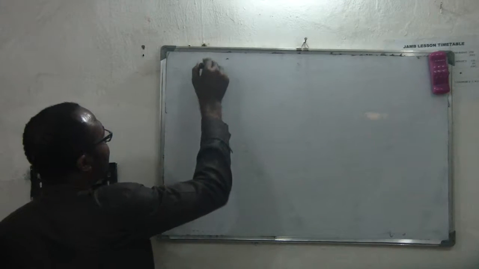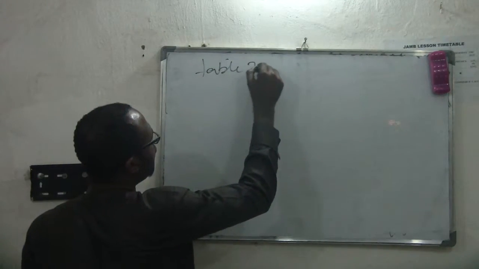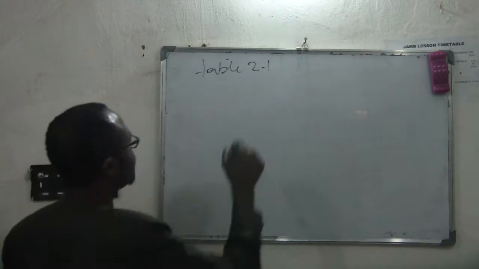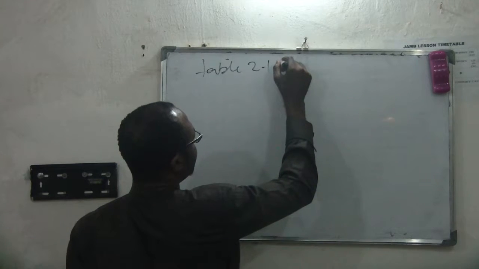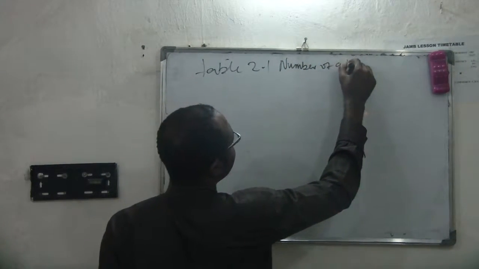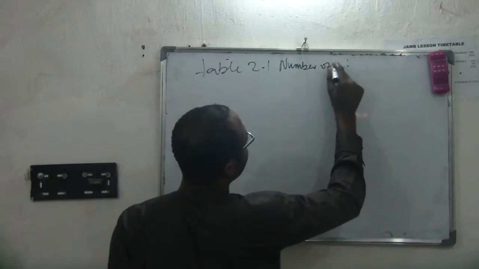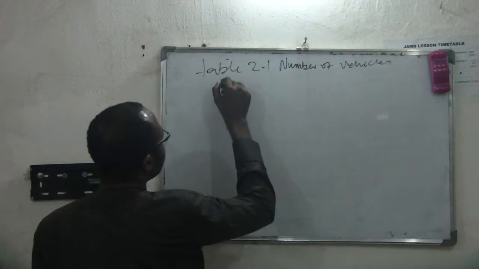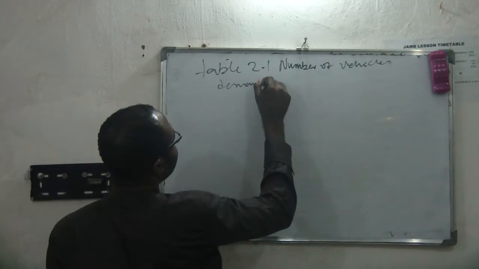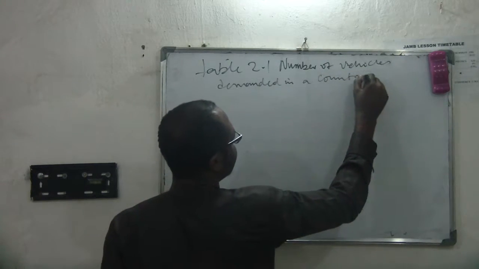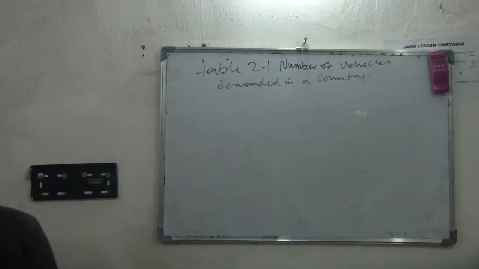Table 2.1, right? Table 2.1. This is how you draw a table. You must put the table name: Number of vehicles demanded in a country. This is the table number. Number of vehicles demanded in a country. That's the table you have.